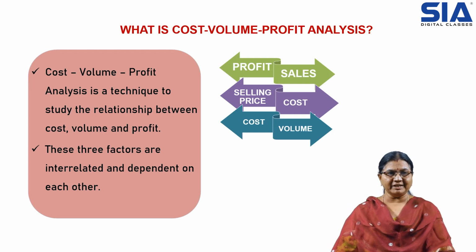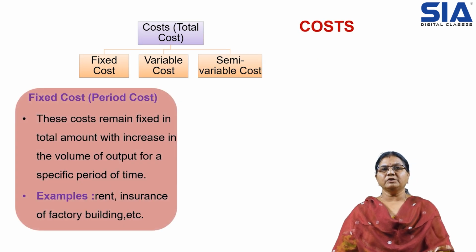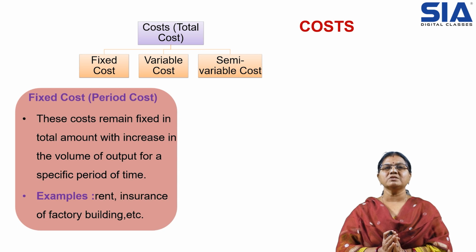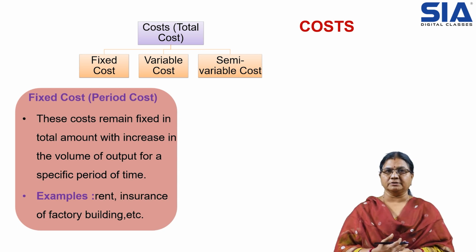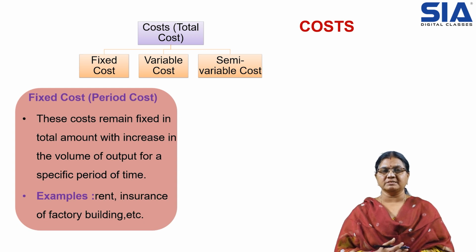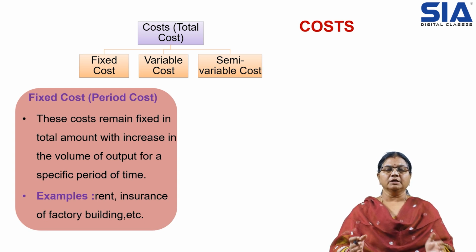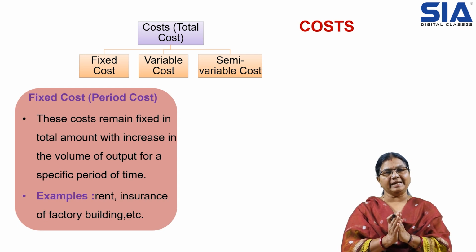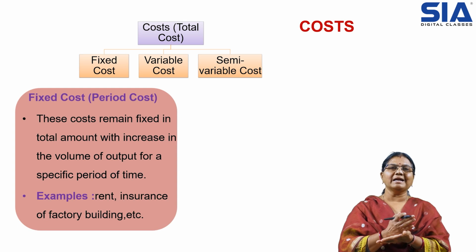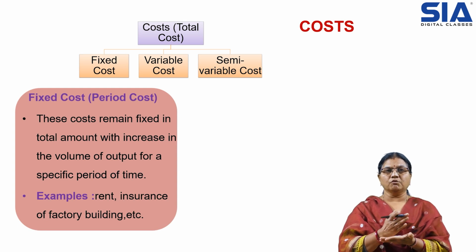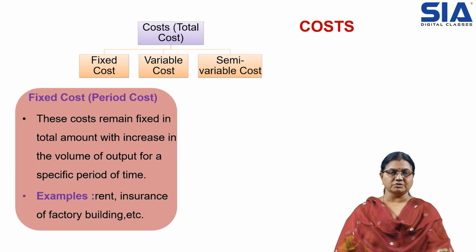So cost volume profit analysis is a technique to understand the relationship between three components, three elements, which are interdependent and interrelated. Cost is the amount which is incurred to obtain or to produce a product. Whatever amount is incurred to produce a product. These costs are classified into three: fixed cost, variable cost and semi-variable cost. Let us understand one by one what is fixed cost, what is variable cost and what is semi-variable cost.